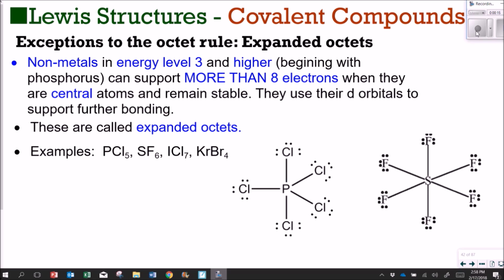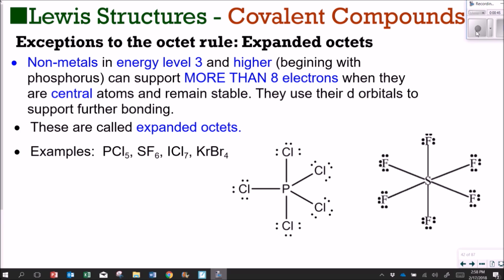Up to this point, we have looked at exceptions to the octet rule with incomplete octets. In other words, when atoms become stable with less than 8 electrons in their outer energy level. Now we will look at atoms which can be stable with expanded octets. In other words, more than 8 electrons in their outer energy level.